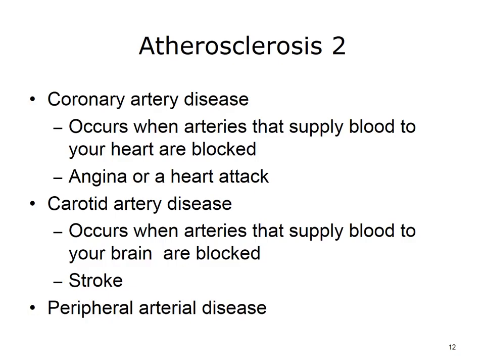If you have carotid artery disease, the arteries that supply blood to your brain become blocked. When they are blocked, you can suffer a stroke. And if you have peripheral arterial disease, the arteries in your arms, legs, and pelvis become blocked. When they are blocked, you can suffer from numbness, pain, and sometimes infections.